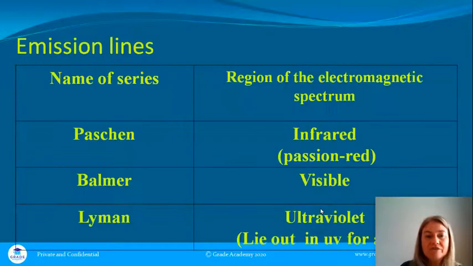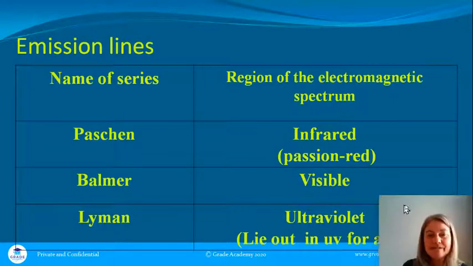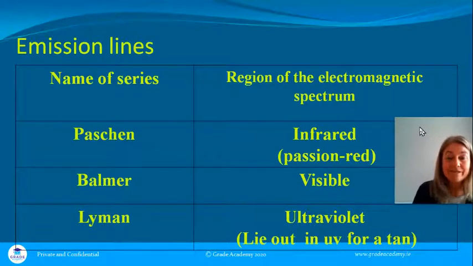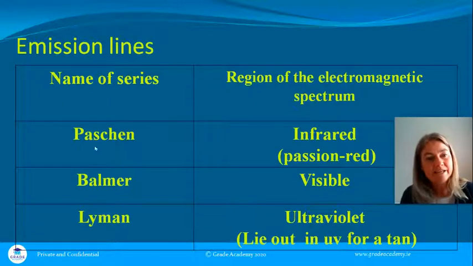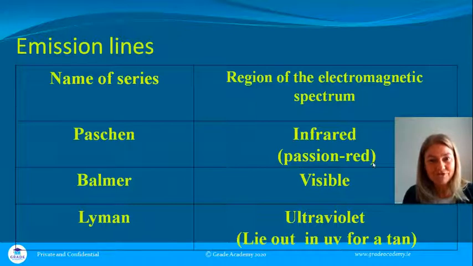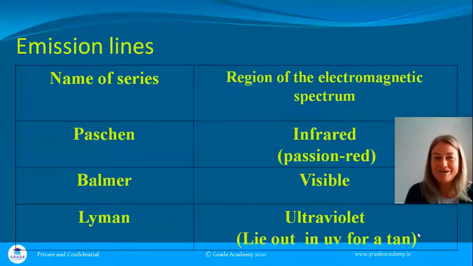Now, we have to know those 3. So how do my pupils learn it? Well, they do it this way. They know Paschen, passionate red, infrared. Paschen, red, so the infrared. Balmer is visible, and Lyman is the ultraviolet light. Lie out, man, for a tan, Lyman. Okay, I don't care how you remember it, but that's how my pupils remember it.